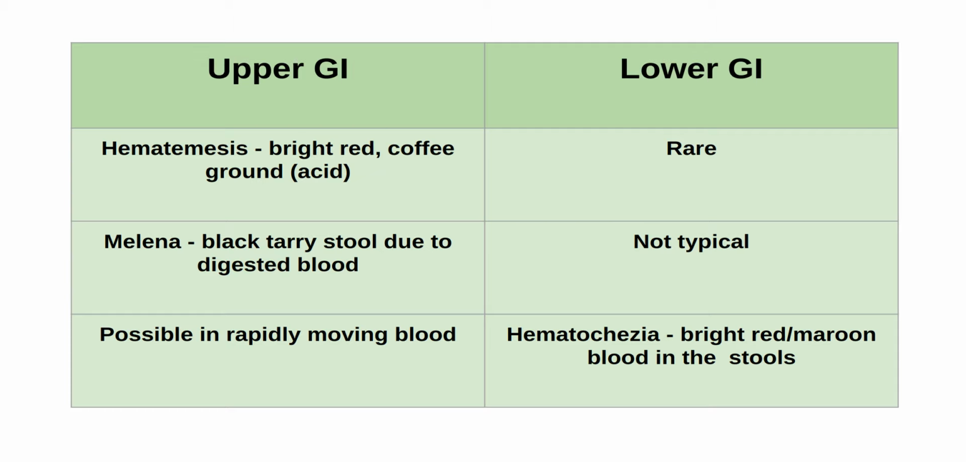Melena is black tarry stools. This occurs due to the digestion of the blood. And in lower GI bleeding, this is not typically seen. We usually see hematochezia, which is bright red or maroon blood in the stools. And hematochezia is not typically seen in upper GI bleeding, but if the blood is moving rapidly in the intestines, we can see hematochezia in upper GI bleeding as well.